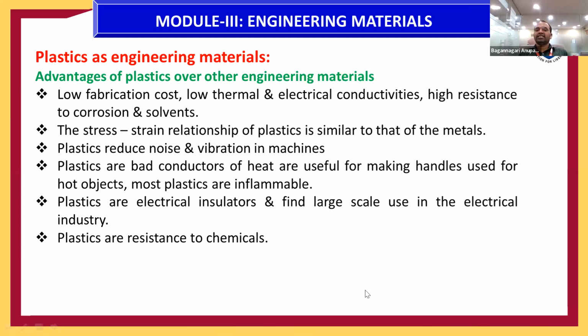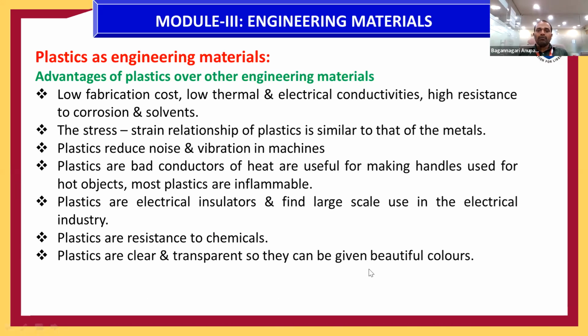Plastics are resistant to chemicals, so we store chemicals in plastic bottles or cans or tins. Plastics are clear and transparent, so they can be given beautiful colors. Bottles are clear and transparent and look good, and many types of beautiful colors are available in the market.